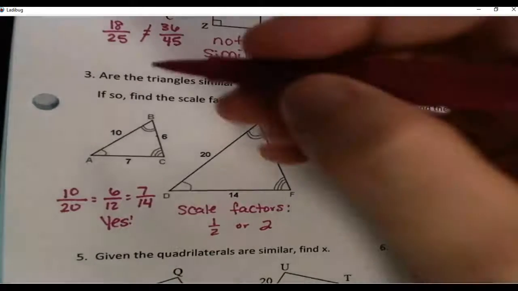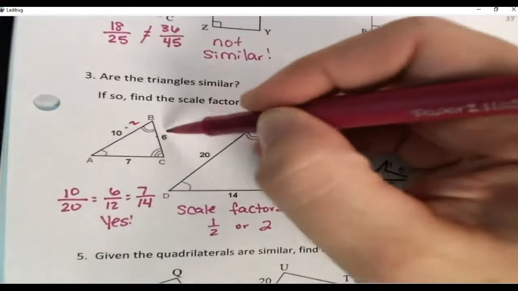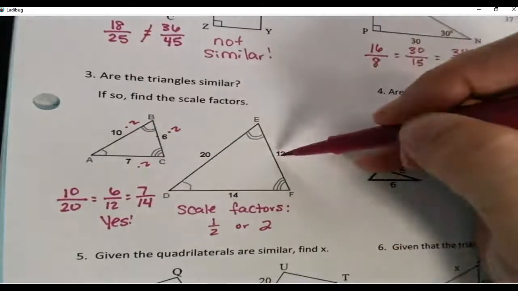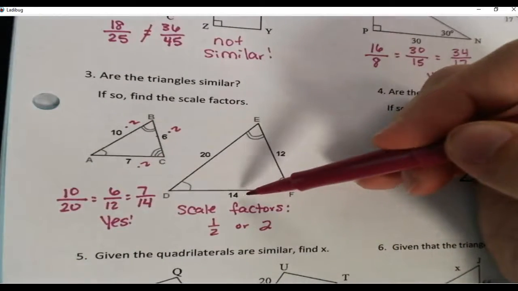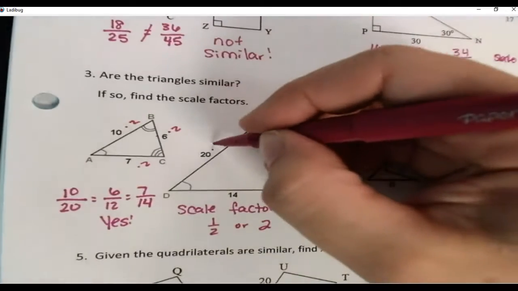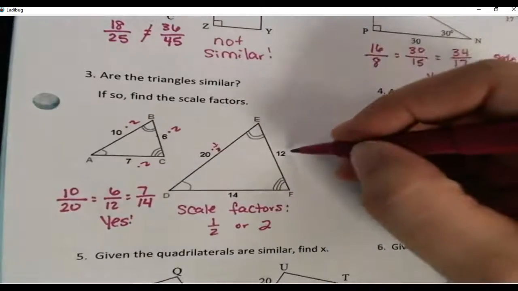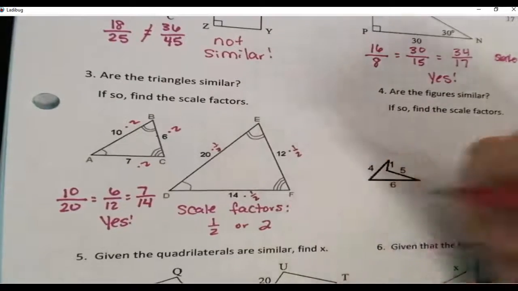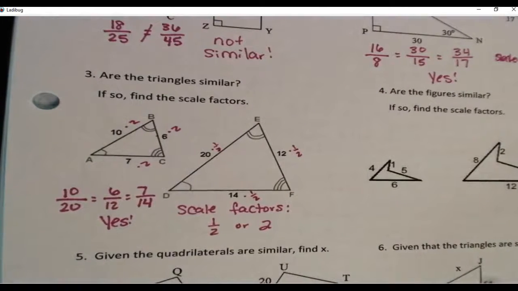Okay. So if I multiplied all of my little ones by 2, 10 times 2 gives me 20, 6 times 2 gives me 12, 7 times 2 gives me 14. Okay. If we were going the other way, 20 times 1/2 gives me 10, 12 times 1/2 gives me 6, and 14 times 1/2 gives me 7. Okay. So again, it doesn't tell me which one is the original, so we'll just find them both.